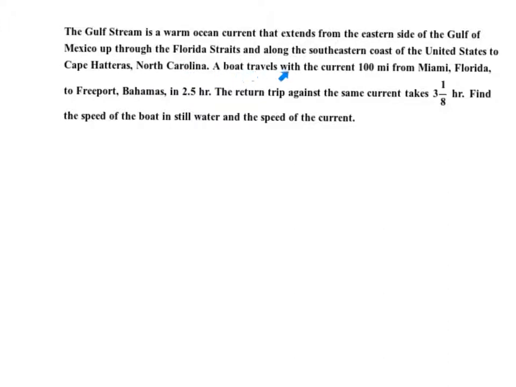All right, so we got a boat and it's traveling with the current. Let's make a note of that as you guys are copying this down. It's traveling 100 miles from Miami to the Bahamas. And notice they give us a time, so let me go ahead and underline the time. They do this in 2.5 hours. All right, so we're just keeping track of all this. In the return trip, against the same current, the new time is 3 1/8 hours. So let's go ahead and organize all this in a chart so we can take care of business.